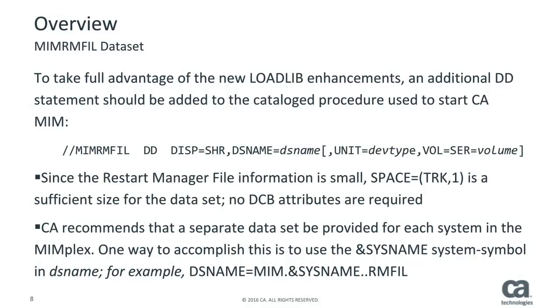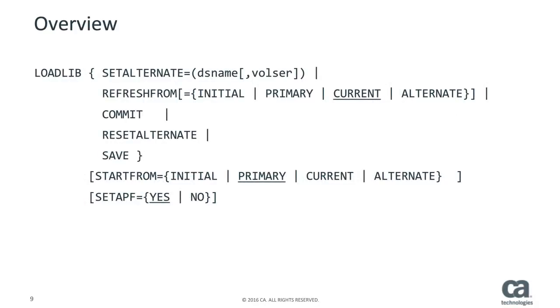To take full advantage of these enhancements, an additional DD statement must be added to your catalog procedure to start CA MIM. That DD statement is shown here. Here is the command syntax for all the load-lib commands.